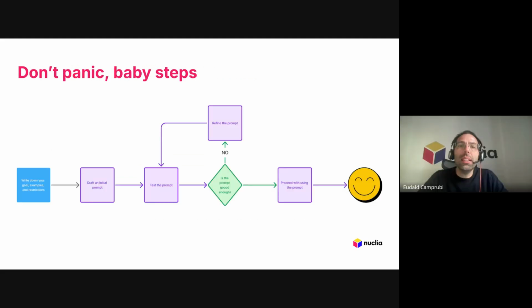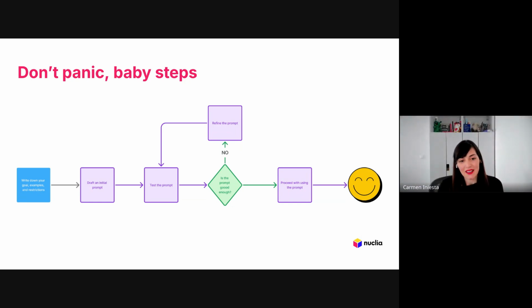Great. Because in some of the conversations we're having with our customers, they are a bit afraid of testing different prompts because they are afraid about the output. You always say to me, don't panic, baby steps. Can you explain what you mean by this? Well, I think it's one of the first things that we say in the seminar, and I think it's very important.